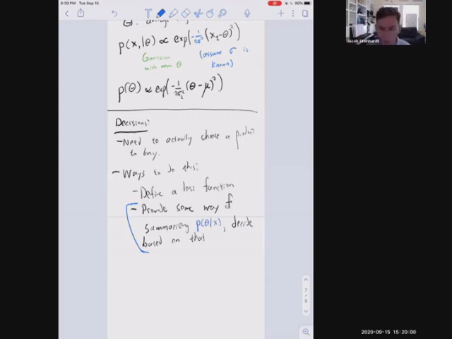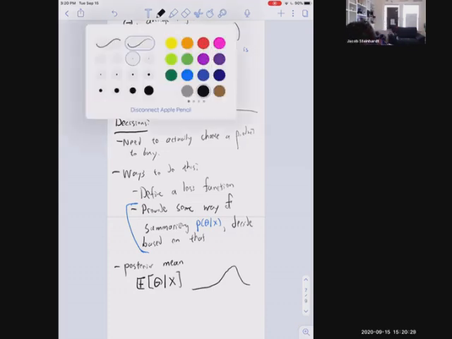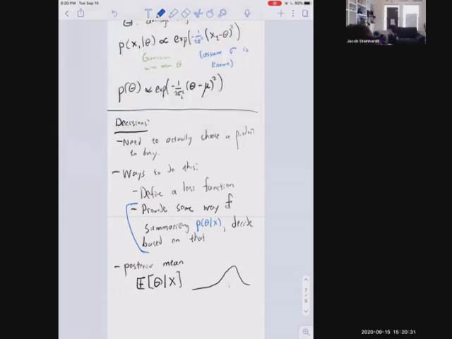And so there's a few ways of doing this. One is we could take the posterior mean. So basically take the expectation of theta given X. And so that would be summarizing this entire distribution by its mean value.